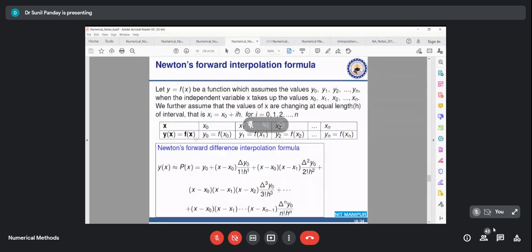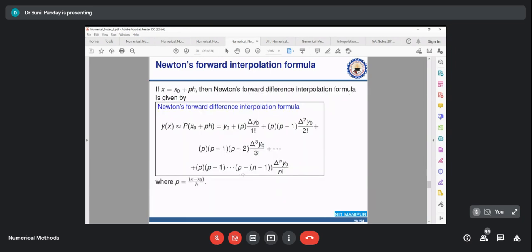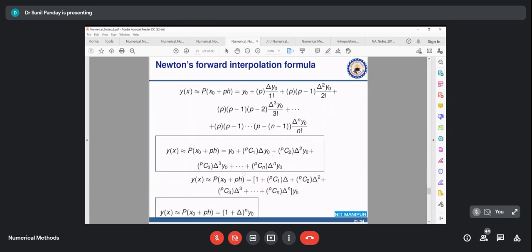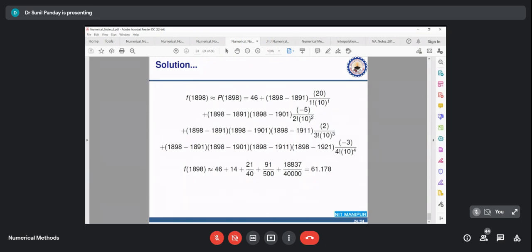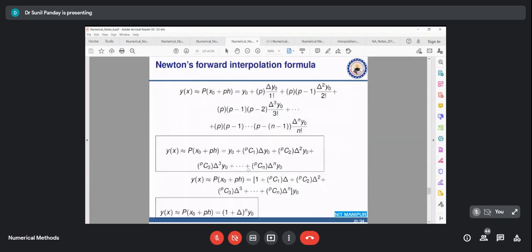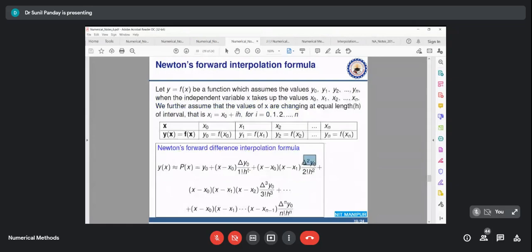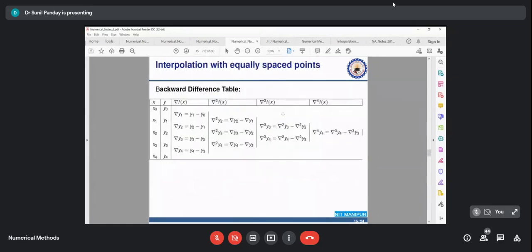Then we will discuss in the next class the Newton forward difference interpolation formula. You can see that this is a forward difference interpolation formula, and here we are using forward operators. In the same way, we have the backward difference formula also. I think it is not in this slide. Okay, I stop here.